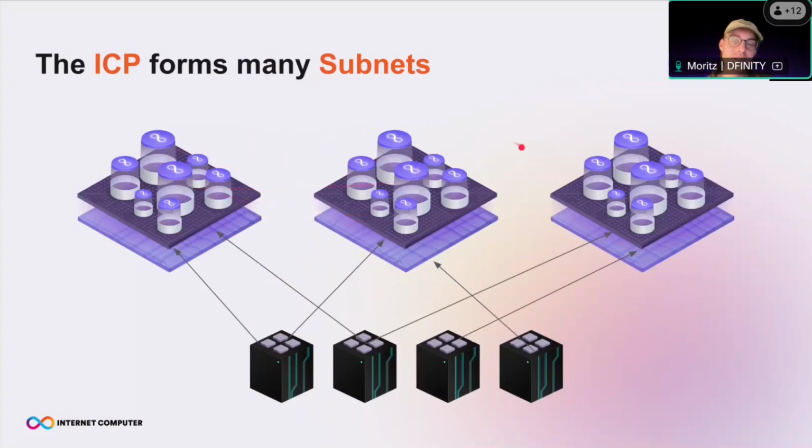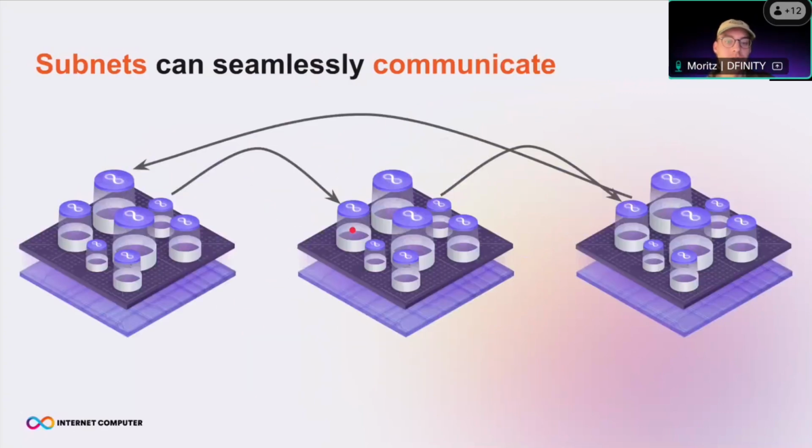And as we can see here, the Internet Computer actually consists of many individual subnets that are all run in parallel, and of course they can all seamlessly communicate with each other. That in turn means that smart contracts deployed on one subnet can, from the point of view of a developer, transparently interact with each other. And this is the feature that allows the Internet Computer to scale horizontally.